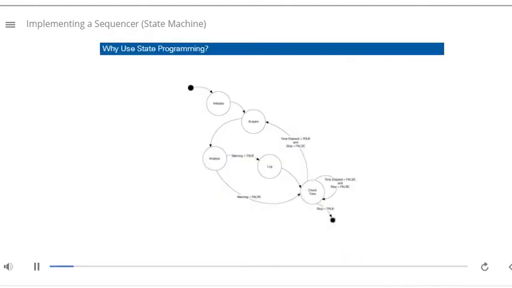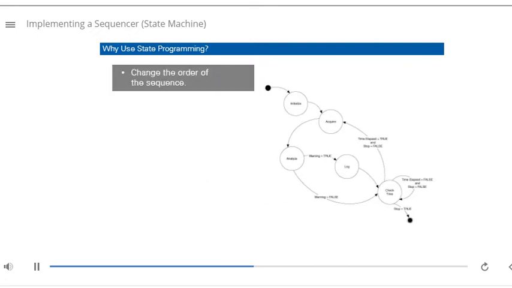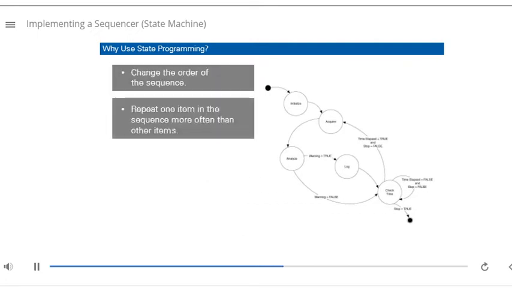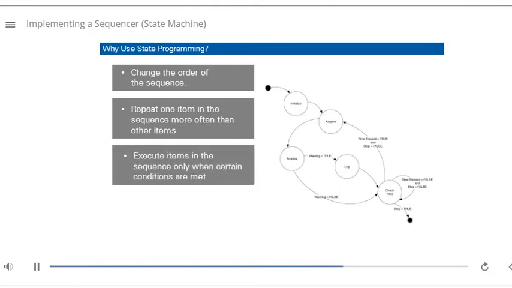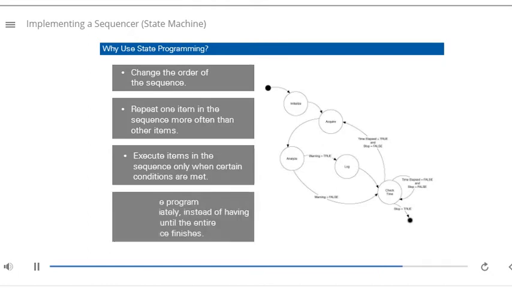If you want to execute a sequence of code only if a certain condition is met, use state programming. State programming helps you solve issues that sequential programming cannot. For example, you can change the order of the sequence, repeat one item in the sequence more often than other items, execute items in the sequence only when certain conditions are met, and stop the program immediately instead of having to wait until the entire sequence finishes.